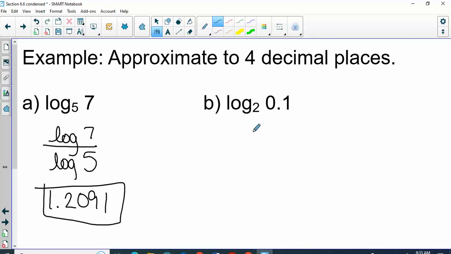So B, how would I set this one up? Log of the big number divided by log of the small number. And we get?